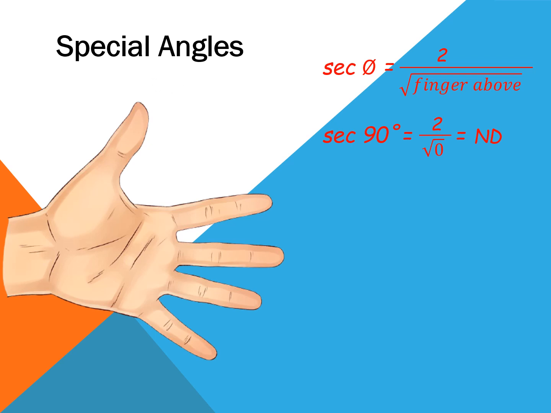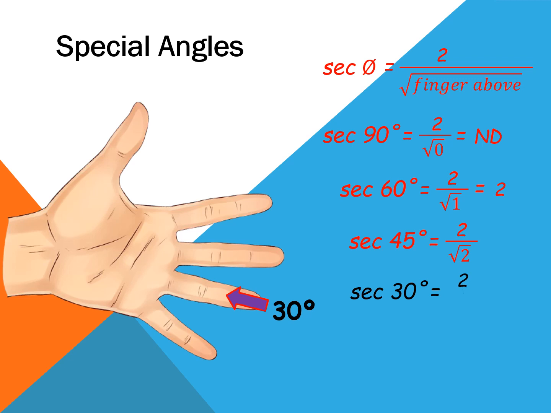And let's go to 60 degrees. Secant 60 degrees is equal to 2 over the square root of 1, or simply equal to 2. And let's go to 45 degrees. Secant 45 degrees is equal to 2 over the square root of 2. Let's go to secant of 30 degrees. Since there are 3 fingers above, therefore secant 30 degrees is equal to 2 over the square root of 3.